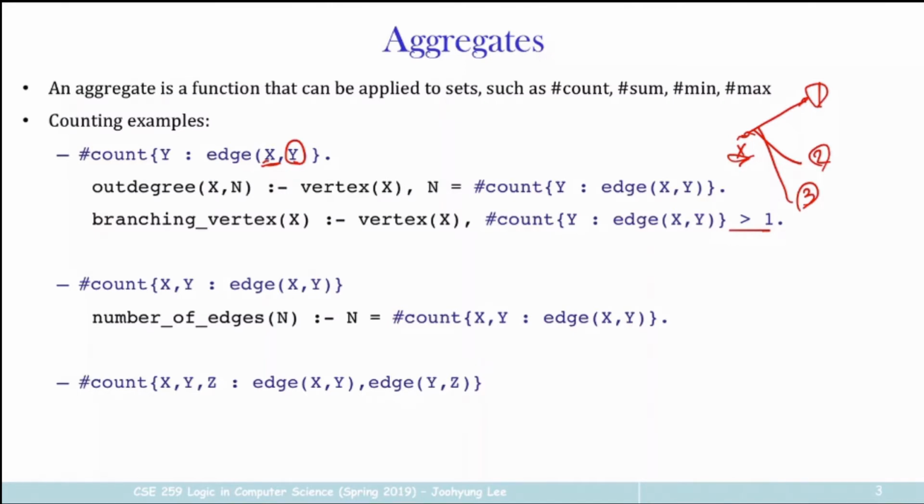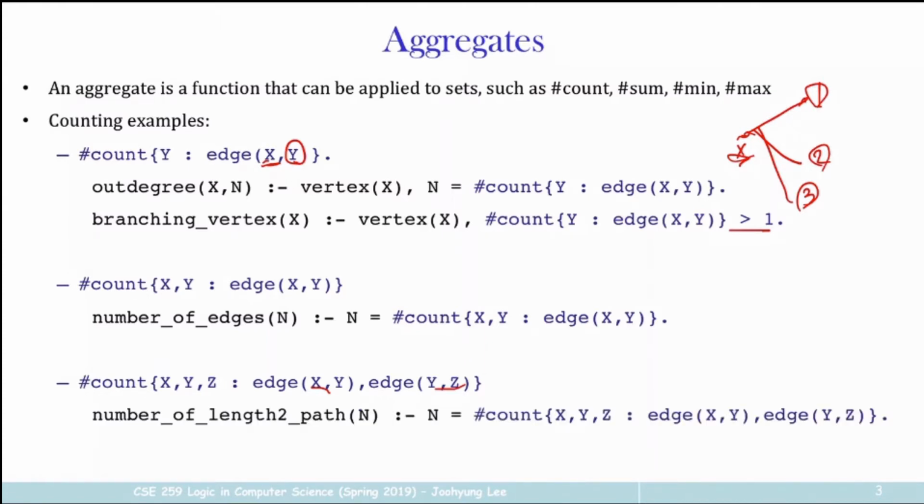It's counting the paths of length 2. So if you have 2 edges, right? Basically, for this to be true, there should be 2 edges, edge xy and edge yz, that should be connected. Okay? So it's counting the number of length 2 paths.